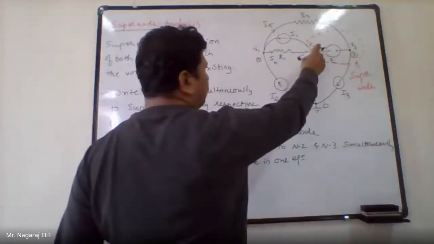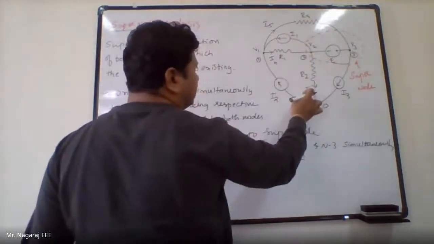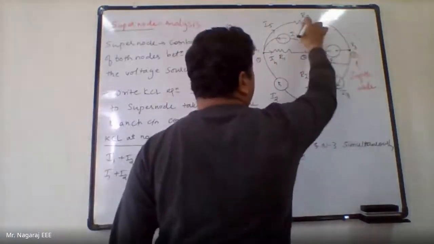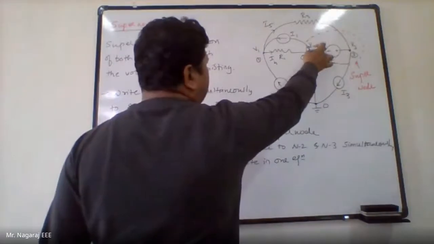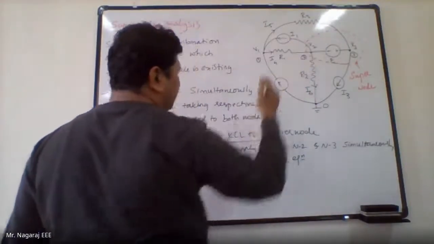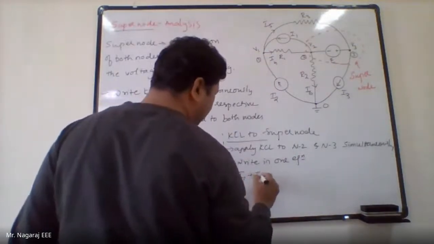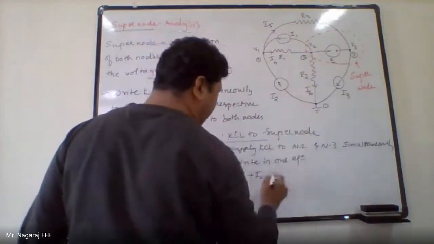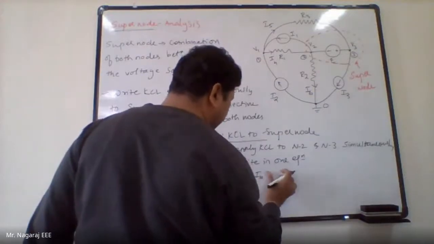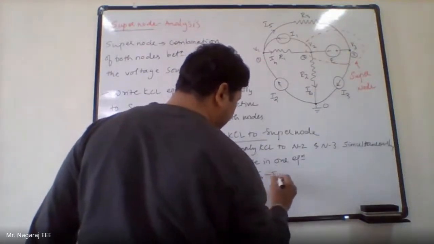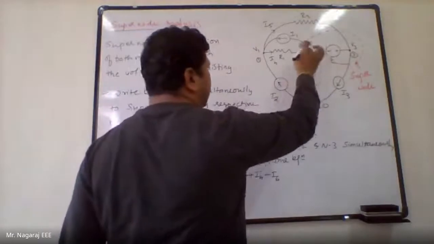First you will apply for node 2. What are the currents connected to node 2? That is I1, I4 and I6. Connected to node 3 are I5 and I3. At node 2, I1 is flowing out of node 2, so it is minus I1. I4 is flowing towards node 2, plus I4. I6 is flowing away from node 2, so minus I6. So there are three currents connected to node 2.